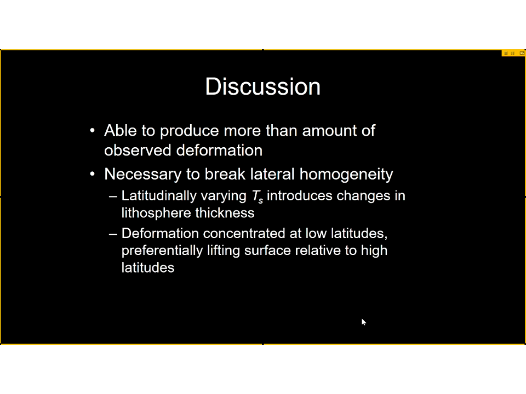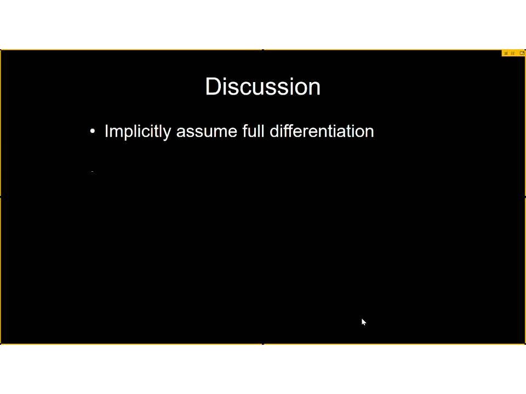We found that the deformation was concentrated at these low latitudes, which preferentially lifted them relative to the high latitudes, which sort of makes sense because in those models that were in the sweet spot, the ice at the equator was warmer. And when the ice is warmer, it's a little more mobile versus that ice at the pole, which is a little stiffer. So that ice at the equator started being able to thicken while the ice at the pole didn't really want to move.